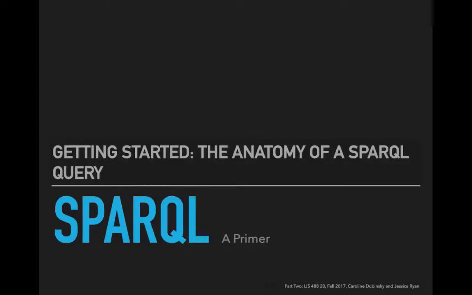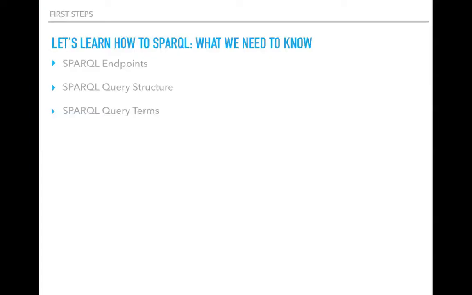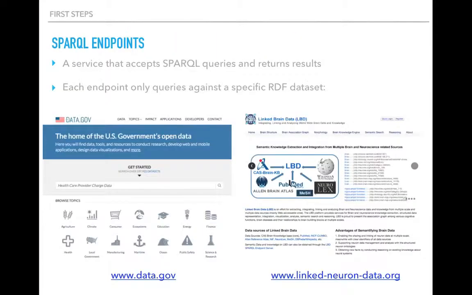Let's wade a little deeper into SPARQL and explore what steps to take to build a SPARQL query and how to run it. First, let's look at what we need to know in order to get started. A SPARQL endpoint is defined by semanticweb.org as a service that enables users to query a specific knowledge base via the SPARQL language. That is, the endpoint accepts SPARQL queries and returns results.